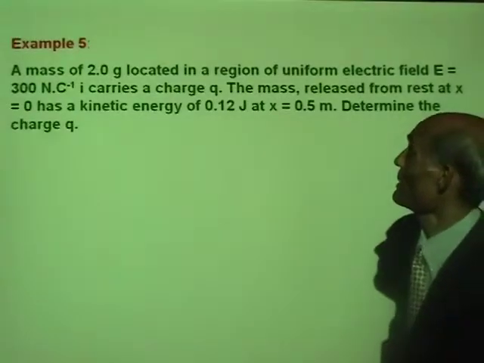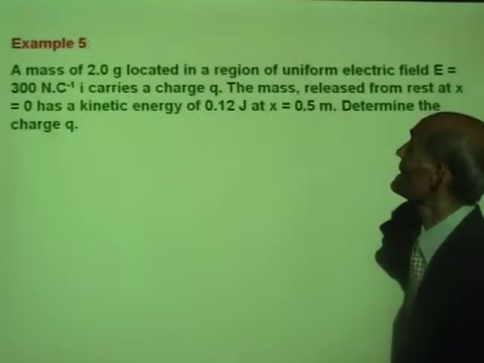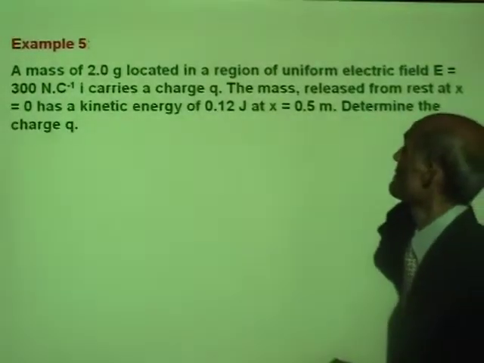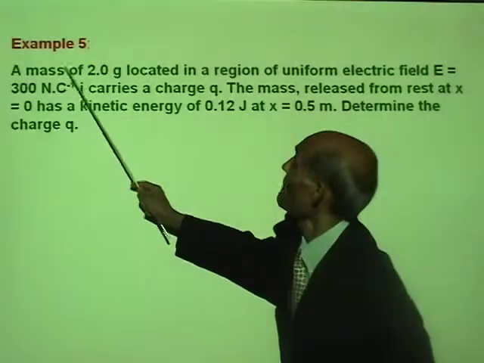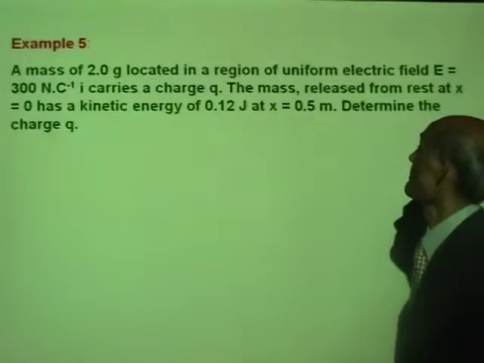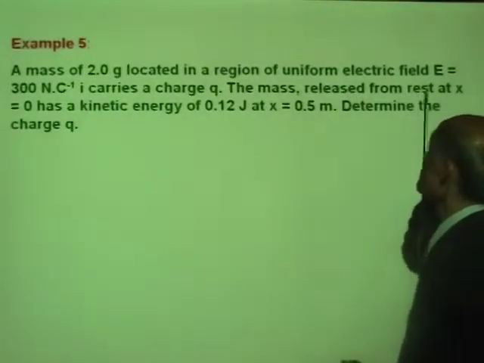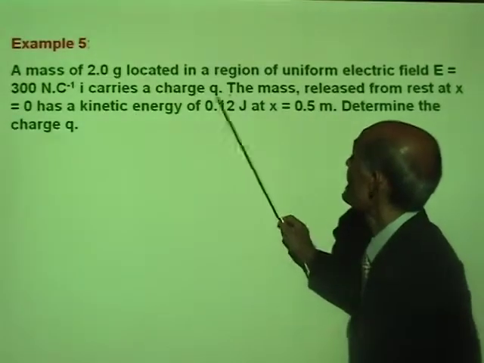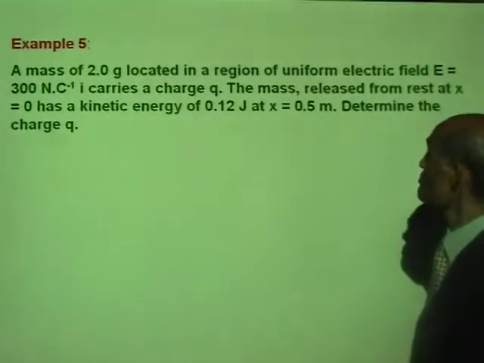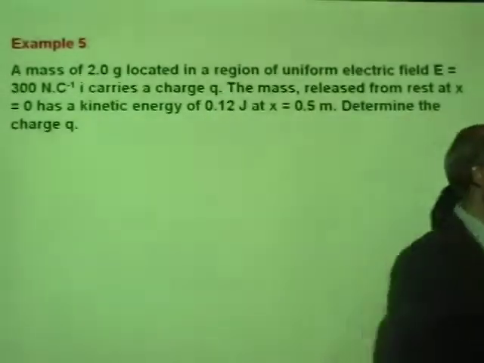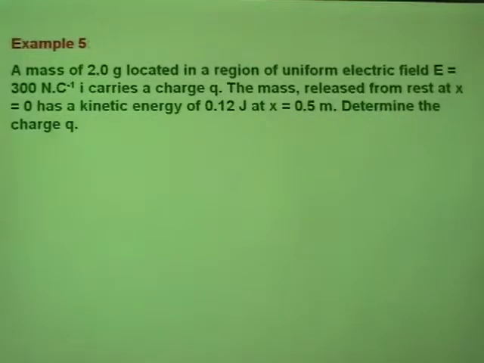Well, we have an electric field E equal to 300 Newton per Coulomb, and we have a mass of 2 grams carrying a charge Q. The mass is released from rest at x equal to 0, and it acquires a kinetic energy of 0.12 joules at x equal to 0.5 meter. Alright, picture that problem. Now, let me try and draw that for you.